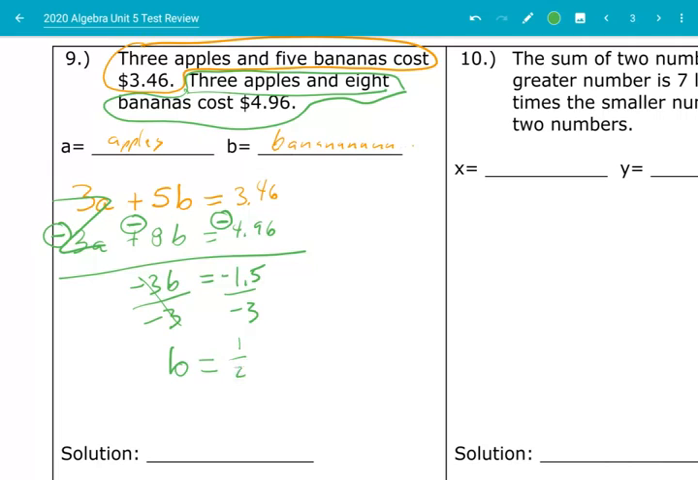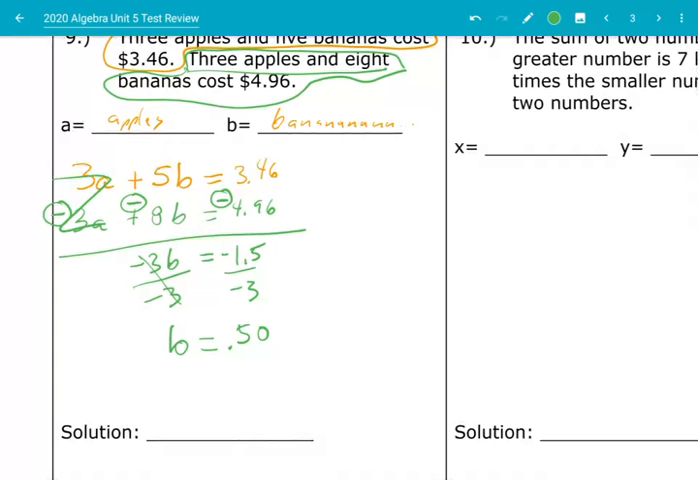So B is 1/2, which, since we're talking in cents, means bananas are 50 cents. Let's find out how much an apple is. Let's take the banana price and plug it into one of our equations. Let's do that one.